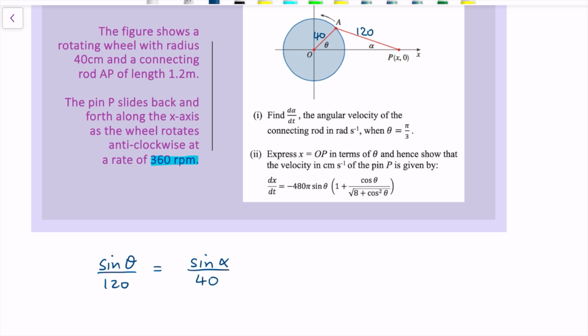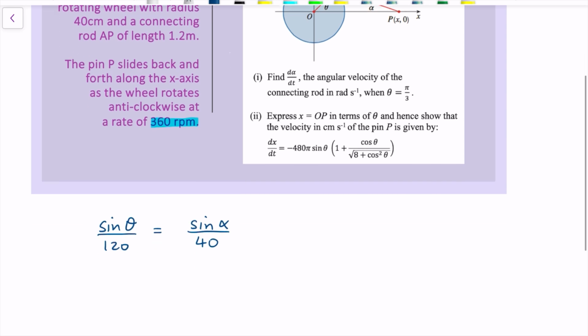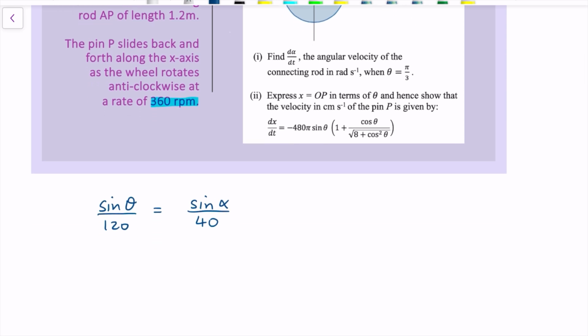So the sine rule applies if you have a side and an angle opposite, and then you have another side and an angle opposite it. Then you can apply the sine rule. So if we were to differentiate this, we've got options, but theta and alpha are both functions of time, so it makes sense here to differentiate implicitly with respect to time.